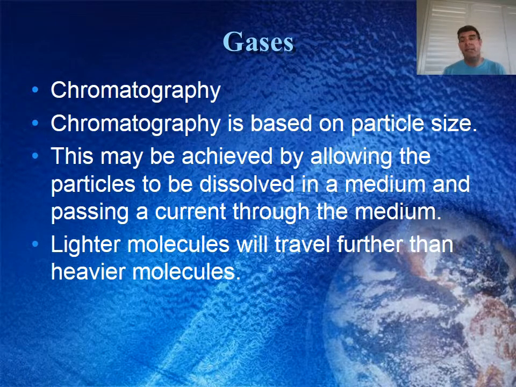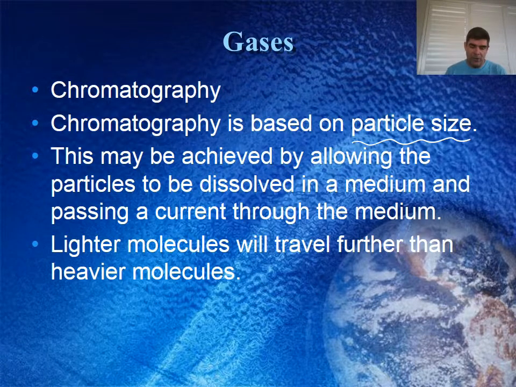And then we can have mixtures of gases, such as we do in air. If we're going to separate the components of a gas mixture, then one of the methods we can use is gas chromatography. The method of chromatography is based on particle size, and you may have used this method in the junior years, perhaps to separate the different color pigments from a texta or even from a leaf.